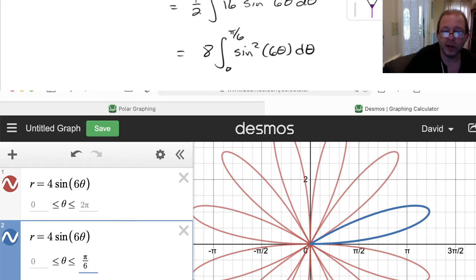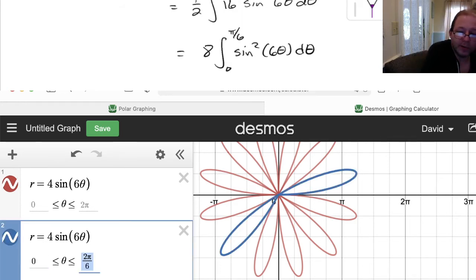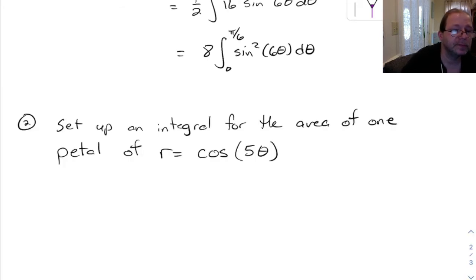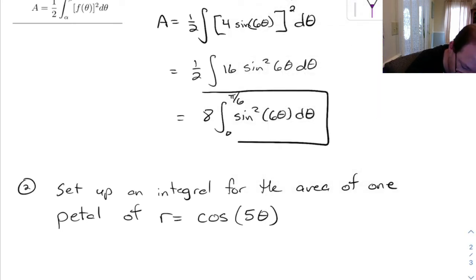And that works perfectly fine. If you wanted to, you could go from pi over 6 to 2 pi over 6, or I guess we call that pi over 3. And that would get us this other lobe down here. That would work just as well, but it's a lot easier to deal with 0 to pi over 6. 0 is my favorite number. It tends to be easy to plug into things. So that's going to be our setup there, 0 to pi over 6. Working this out would be exactly like the previous one, so I'm not going to work it out. We're just going to set it up.